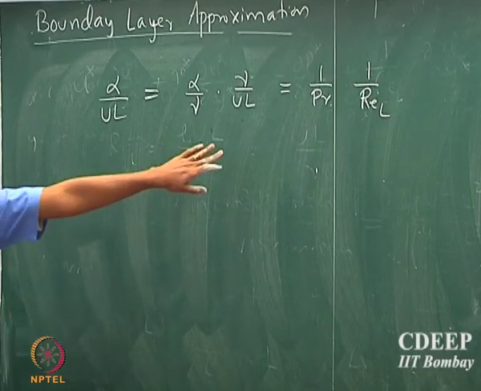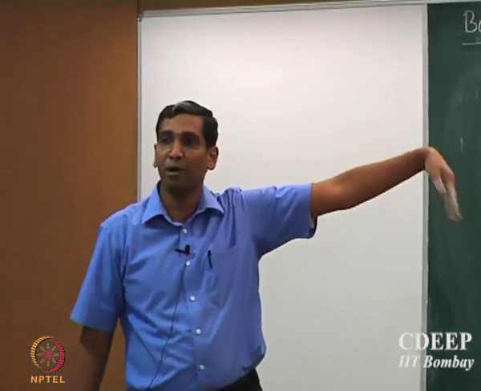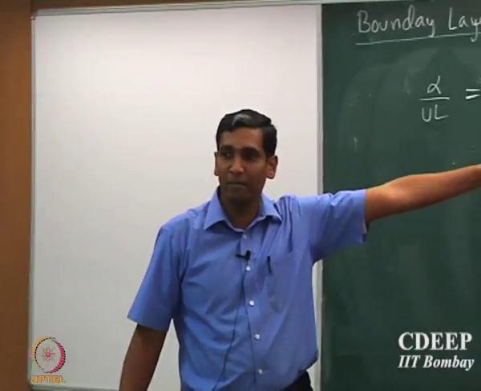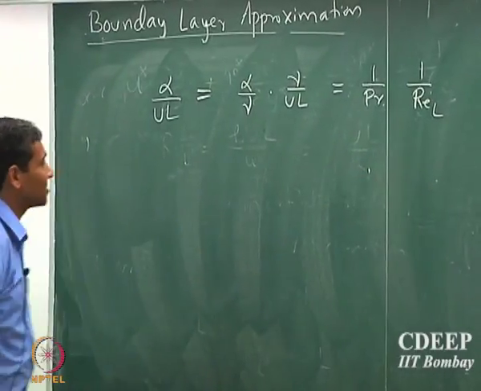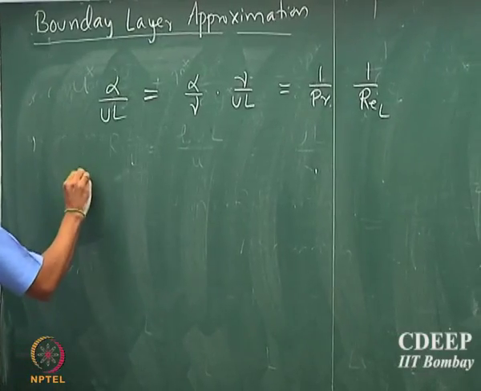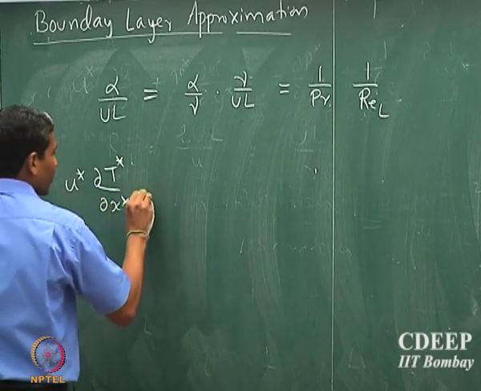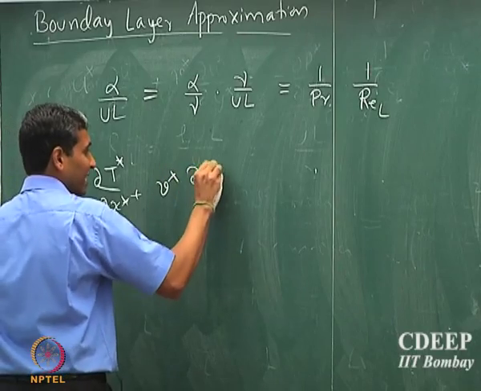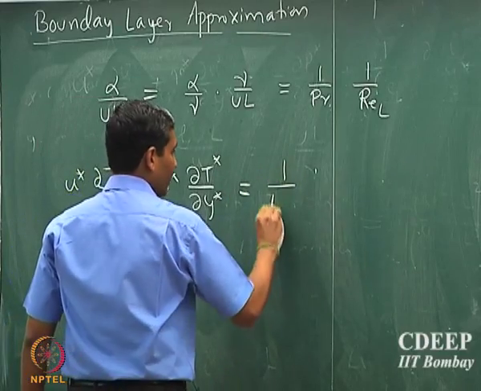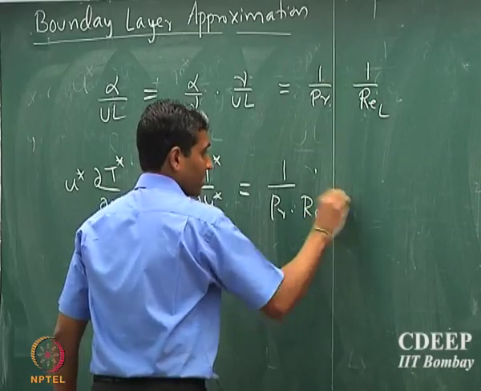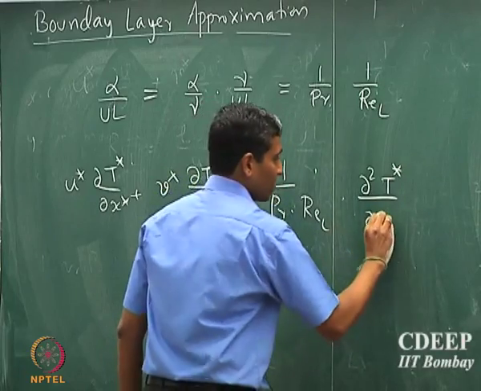Prandtl into Reynolds is Peclet number. Anyway, Peclet number is not important now. We will actually look at it when we talk about mass transport. We will actually see some importance of Peclet number there. So this is 1 over Prandtl into 1 over Reynolds number. Okay. So the model equation will be u star dT star by dx star plus v star dT star by dy star, that is equal to 1 by Prandtl number into Reynolds number, d square T star by dy star square.